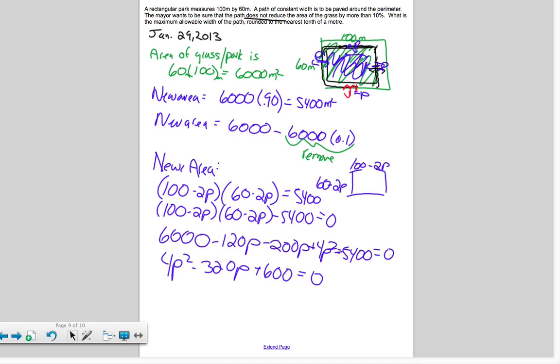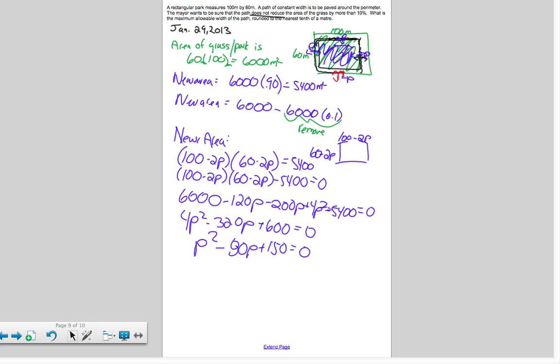What's the value of p? You can take 4 out of that. Oh, I could take 4 out of this. So really, I could divide 4 from either side. So I get p squared minus 80p plus 150 is equal to 0.